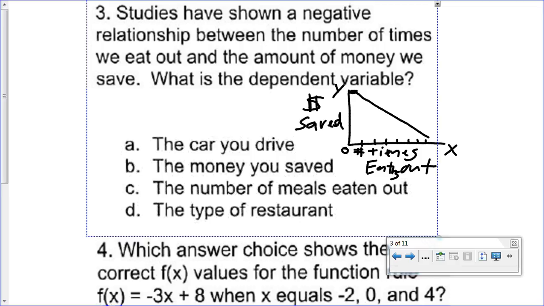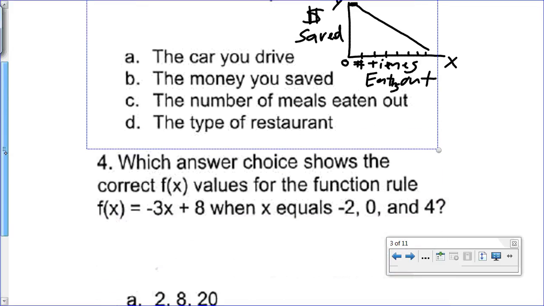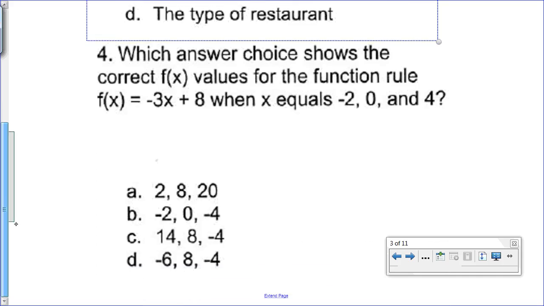So that's a negative. That's the graph of a negative. You can see it slopes down from left to right. So that's a little extra. You can answer the question without the graph, but you need to start getting used to the graph as well. All right, on to number 4.